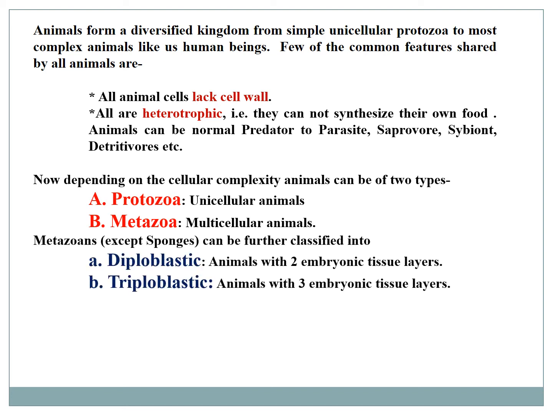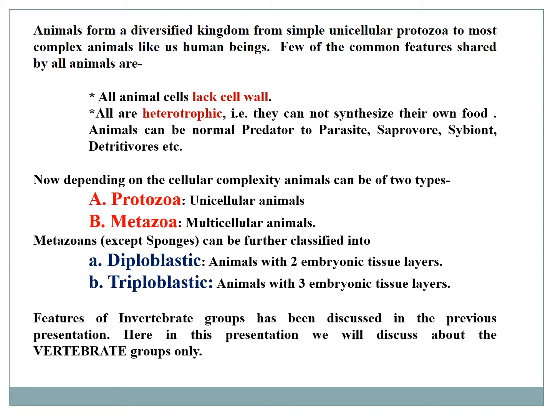Now, depending on the number of tissue layers they have from their embryo, metazoans can be of two types. Number one, diploblastic animals, animals who derive two layers of tissue from their embryo, the ectoderm and the inner endoderm. And number two, the triploblastic animals, animals with three layers of tissue from outside to inside: ectoderm, mesoderm, and endoderm. All vertebrates fall within the triploblastic animals. Now let us see in detail.